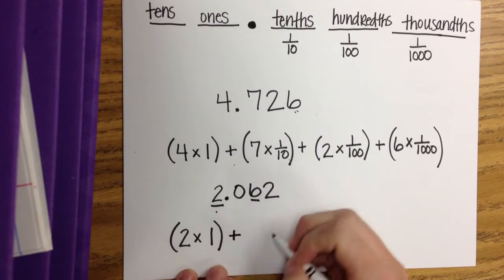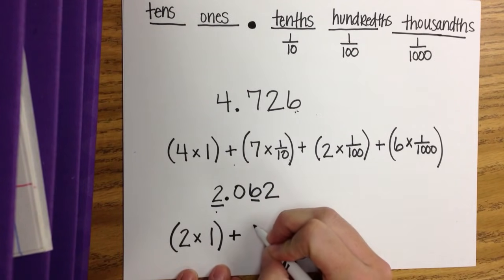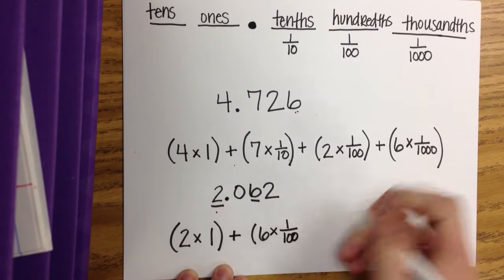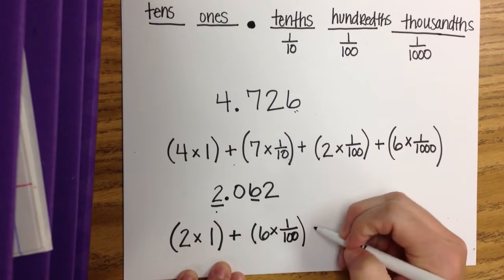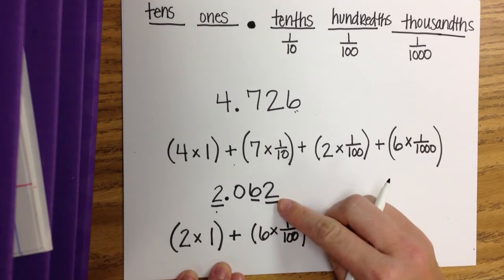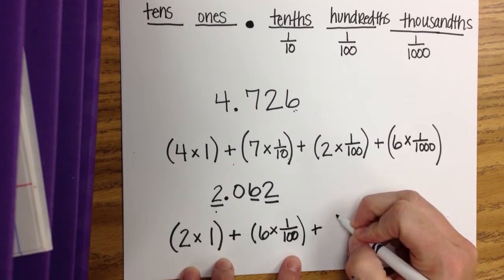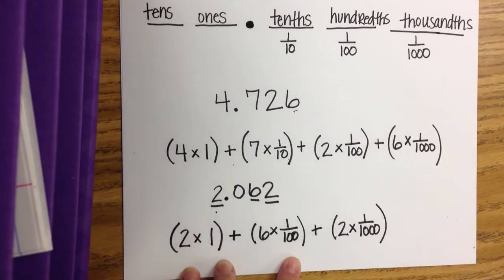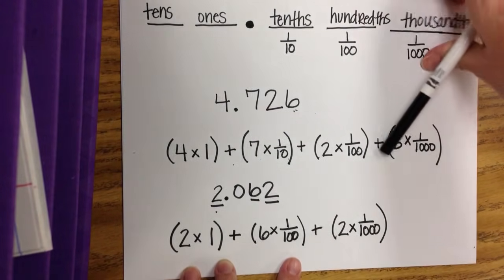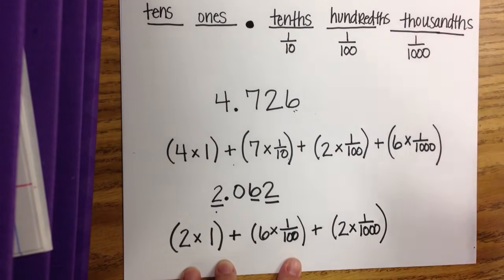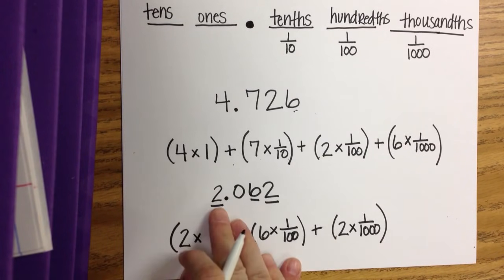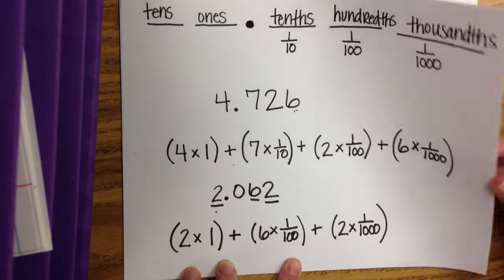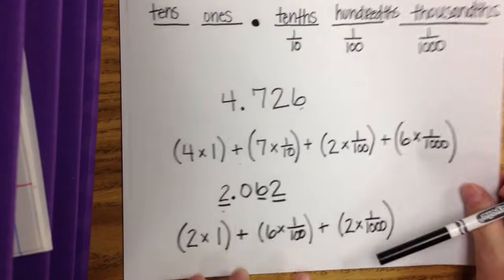So then I can go ahead and move on to the 6 in the hundredths place, and I would do 6 times 1/100th because it's in the hundredths place, plus 2 is in the thousandths place, so it would be 2 times 1/1000th. The most important part is remembering what value each digit holds, and including that in our expanded form.